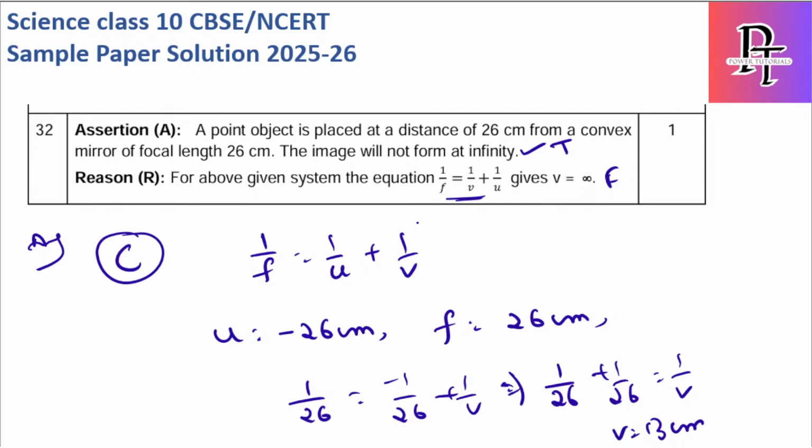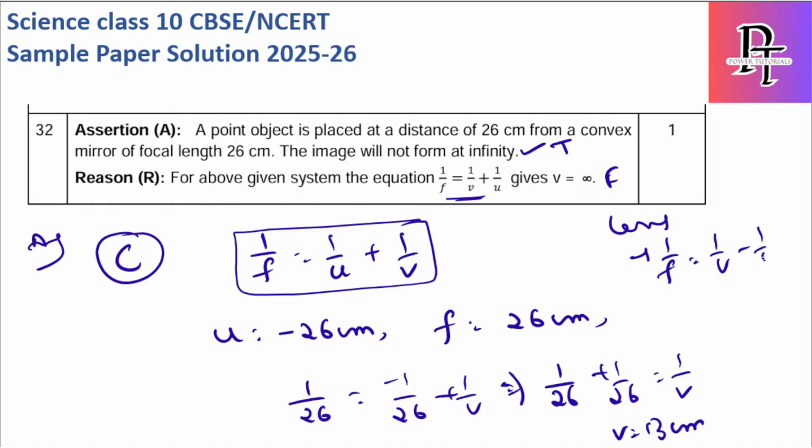Okay, so for this you have to remember this mirror formula. Whereas for the lens formula, if a similar type of question is asked, the lens formula is 1 by f is equal to 1 by v minus 1 by u. Okay, this is the mirror formula.